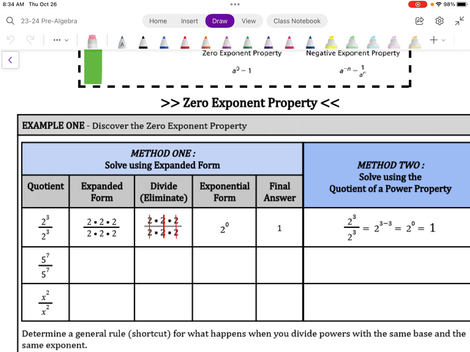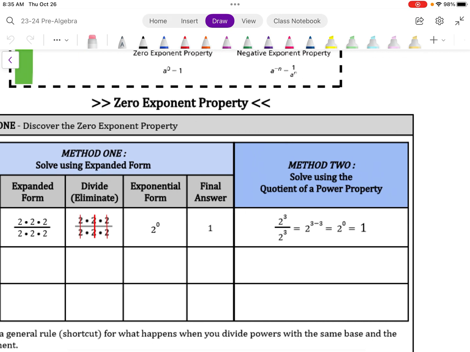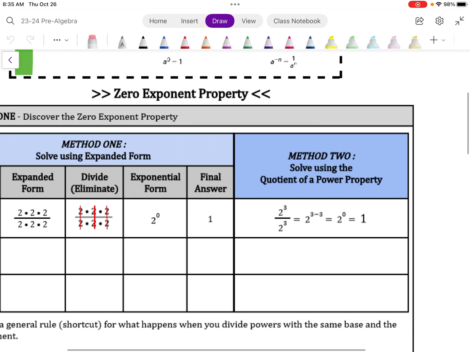Our first example is discovering the zero exponent property. We're going to use expanded form. So we see our first example, we have 2 to the third over 2 to the third. When we expand both of those exponential expressions, we're going to write 3 copies of 2. So 2 times 2 times 2 over 2 times 2 times 2. And then we can cancel vertically because 2 over 2 equals 1. That leaves us with 0 copies of 2, giving us a final answer of 1. And if you use the rule, you are just going to subtract the numerator exponent minus the denominator exponent.